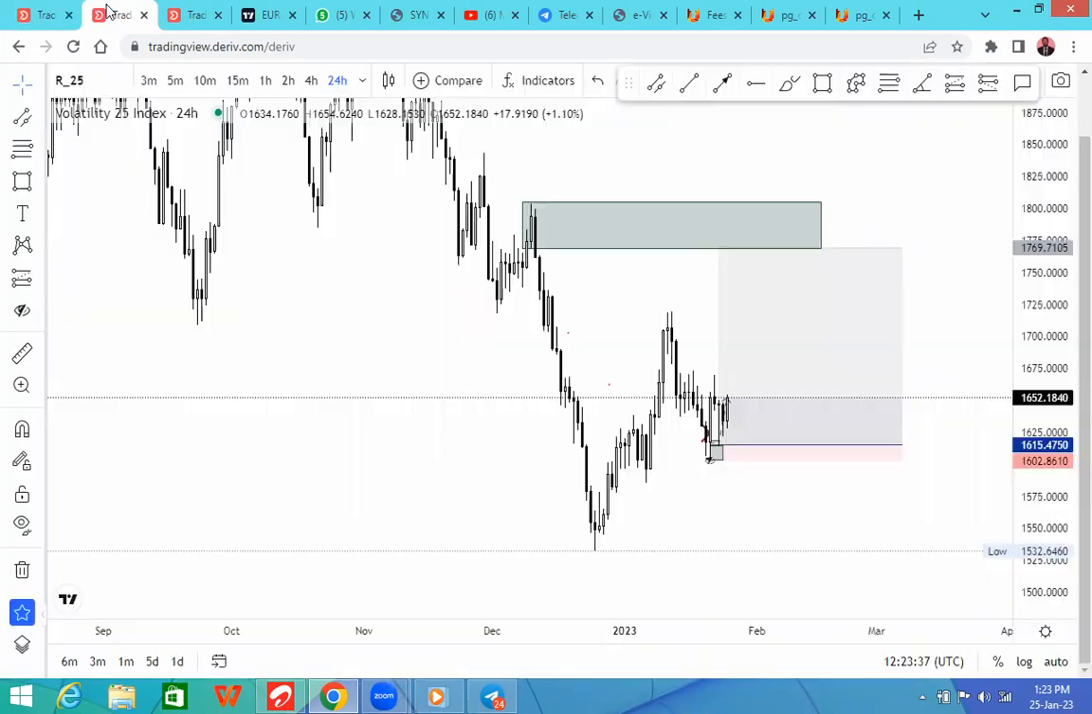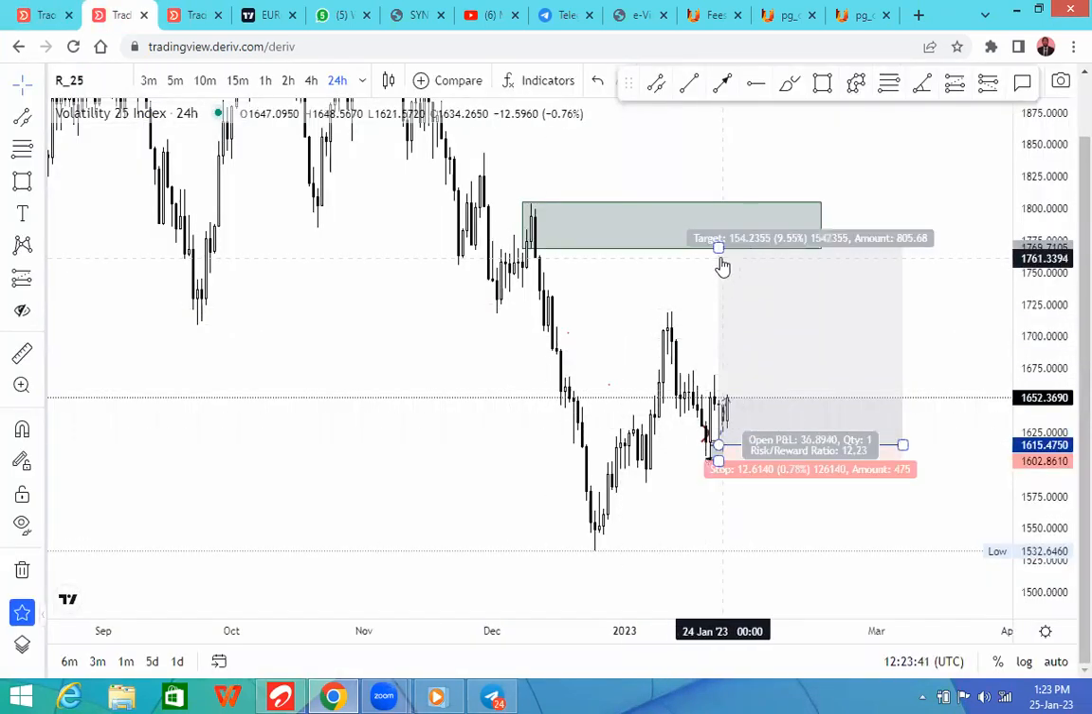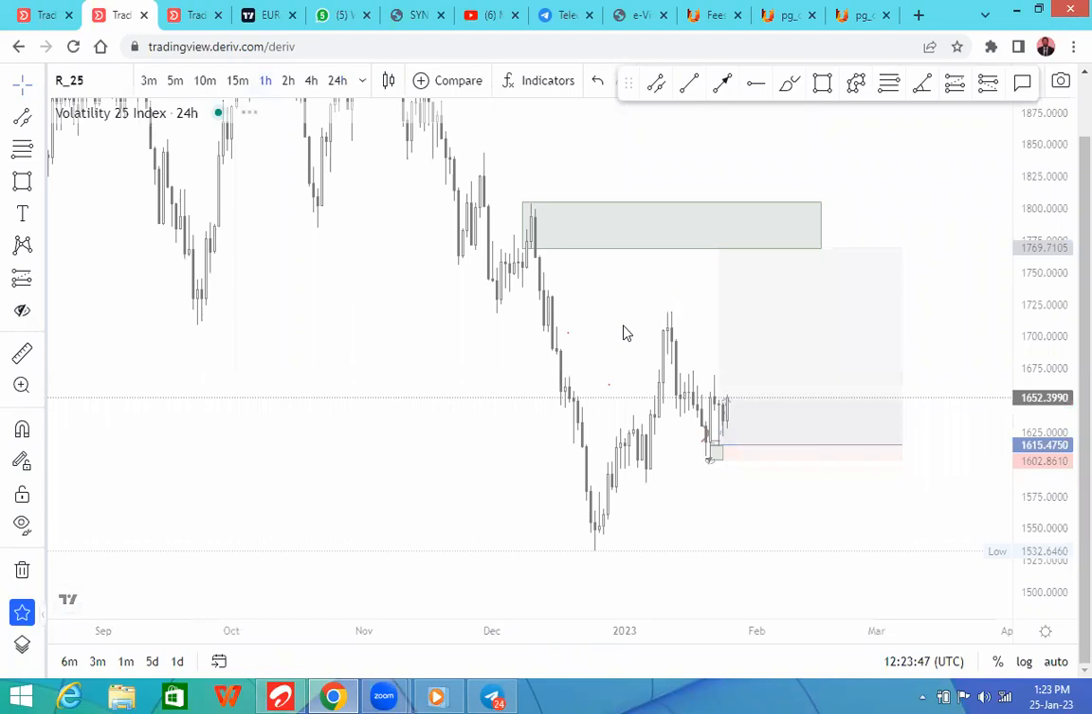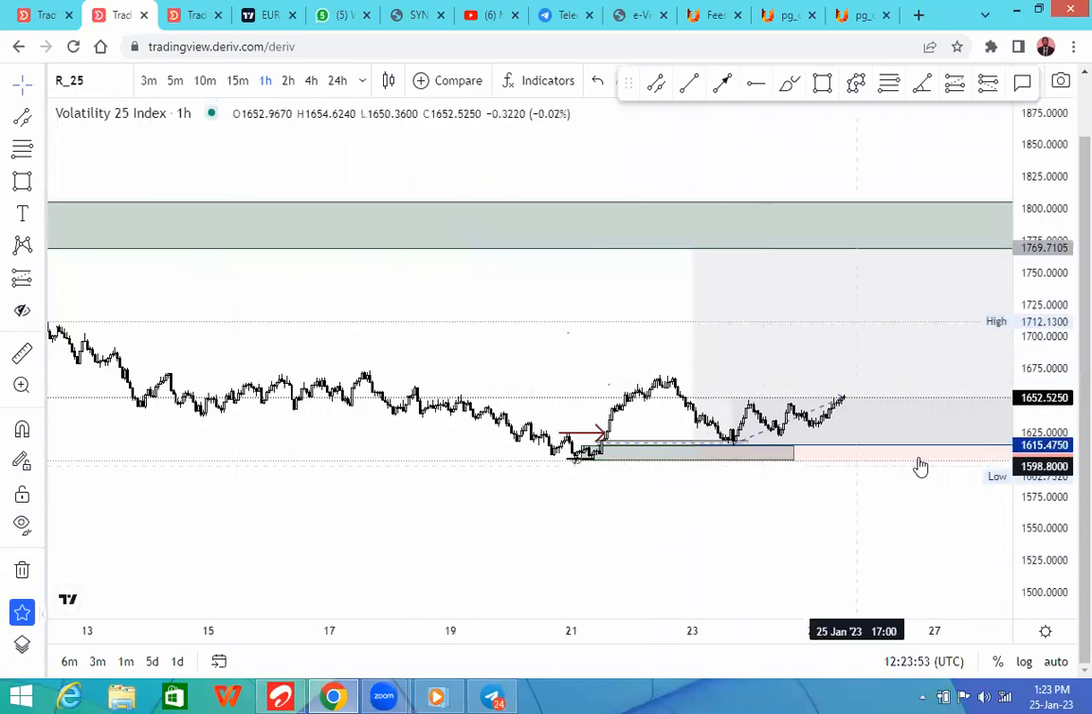So like this trade now, I just showed us. Assuming this trade goes to here and gives us a 1 to 12. Now, you don't know whether it will give a 1 to 12. That's why you want to take 1 to 3 and leave the market. Just take 1 to 3, leave the market. Watch, wait for another setup.